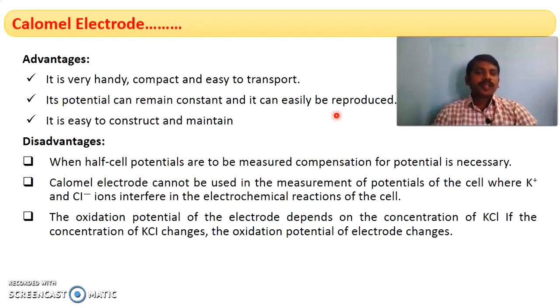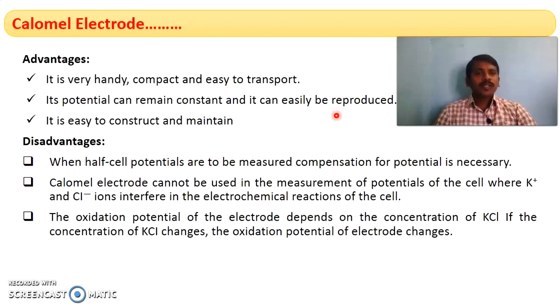Next one is construction is easy and maintenance is also easy. Construction is easy as it involves only a small glass tube and a few chemicals, and the maintenance is also easy as gases are not involved here. Then disadvantages. When we are measuring the half cell potential for calomel electrode, we have to compensate that one. That is one disadvantage. Next one, calomel electrode potential depends on KCl concentration.